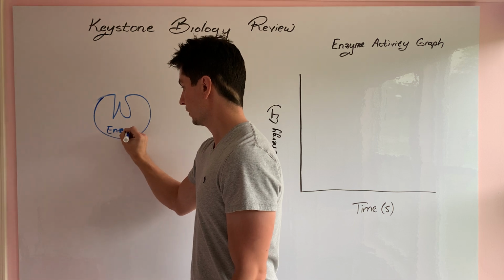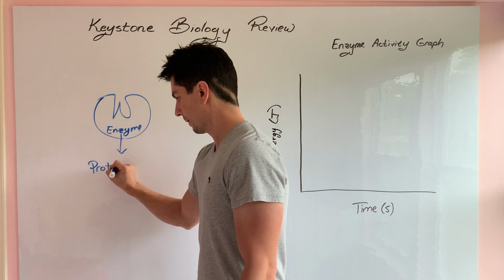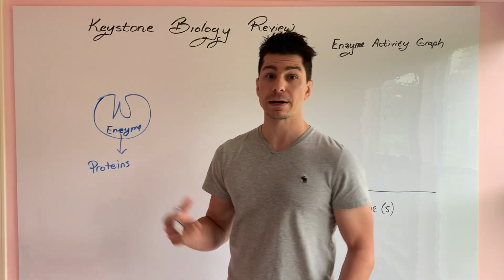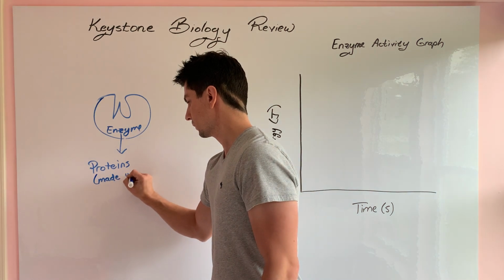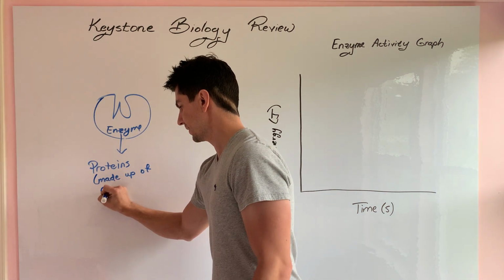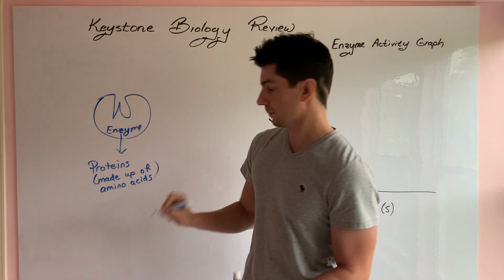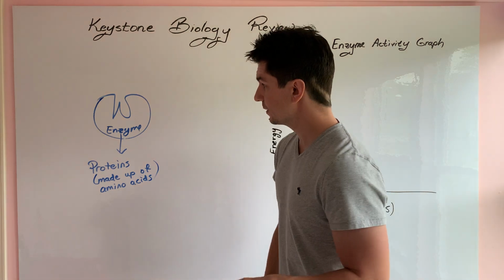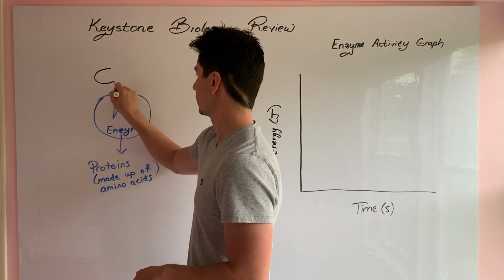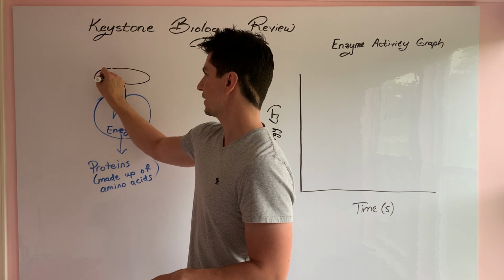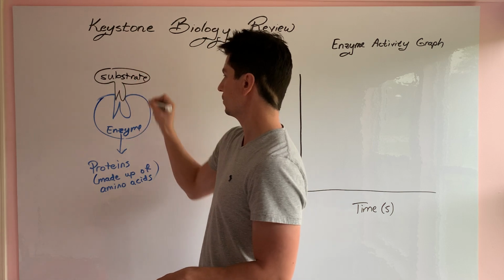Now remember, enzymes, they are proteins. And these proteins are made up of the monomer amino acids. So we could say it's made up of amino acids. Good. Now, what is going to bind into our enzyme is called the substrate. Substrate might be a chemical, might be a certain type of food, whatever, okay?